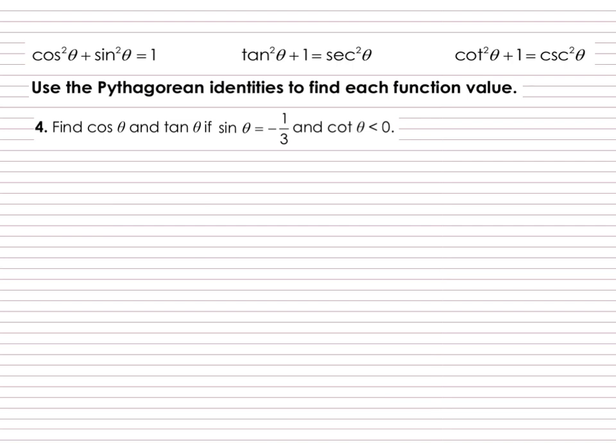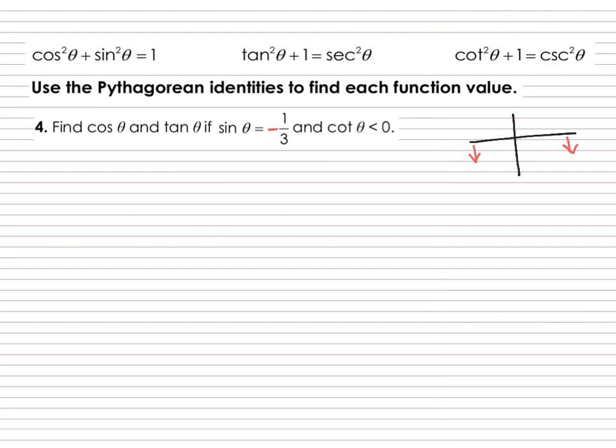Number 4 says find cosine of theta and tan of theta if the sine of theta is negative 1/3 and the cotan is less than 0. So what we need to start with here is to figure out where this angle actually is. If we consider the unit circle again, if our sine value is negative, which it is, then the angle has to be somewhere below the x-axis. It has to be in quadrant 3 or 4.